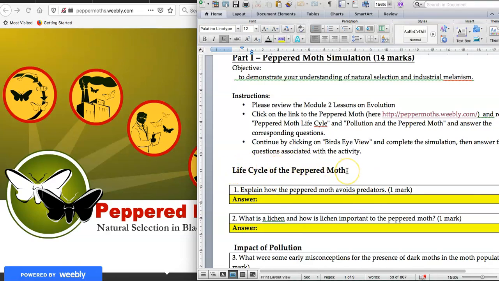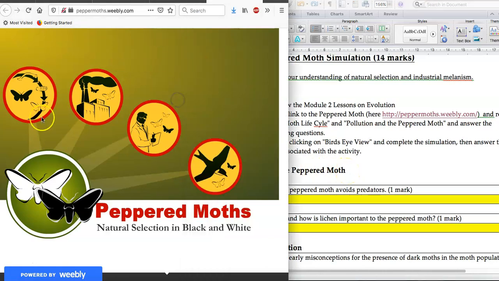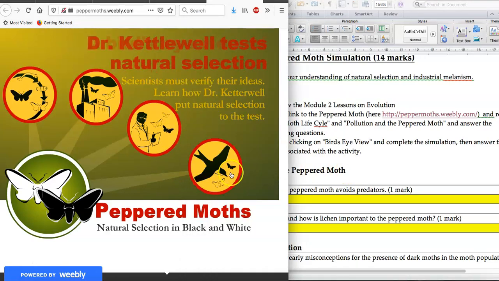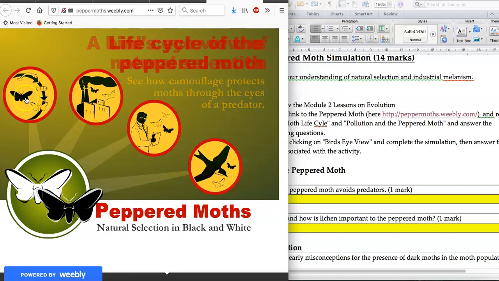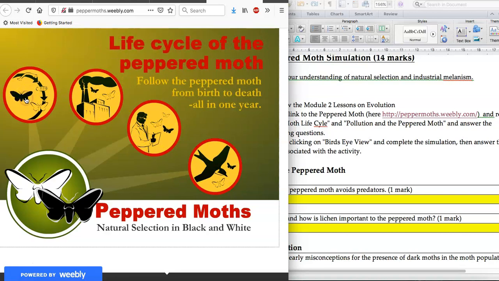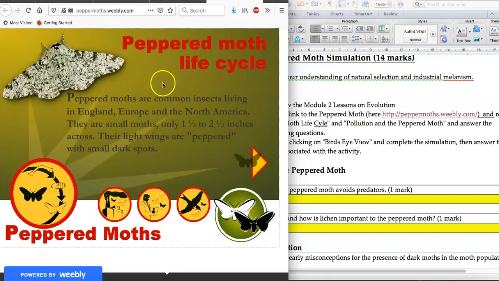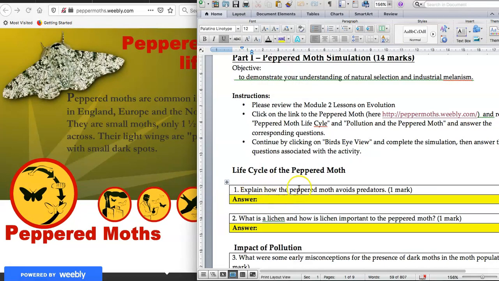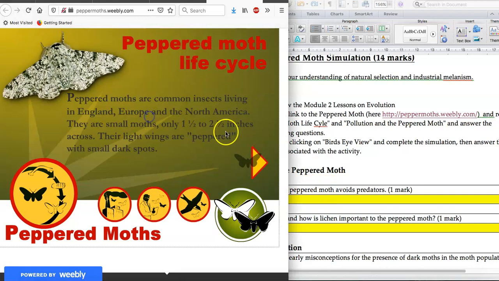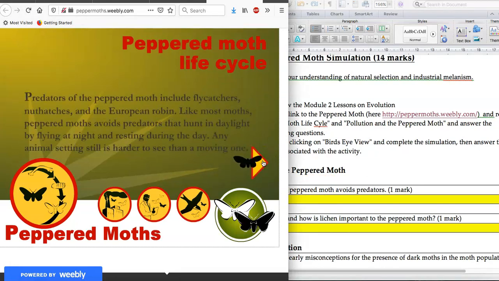So where would I find these answers? Well, if you hover over these, they're the sections. So, okay, life cycle of the peppered moth, and you're going to get some reading. And so you're just looking to find that answer. So how did the peppered moth avoid predators? If I read that, I don't really see anything. So I'm going to continue on.